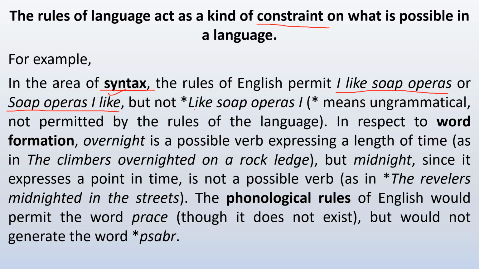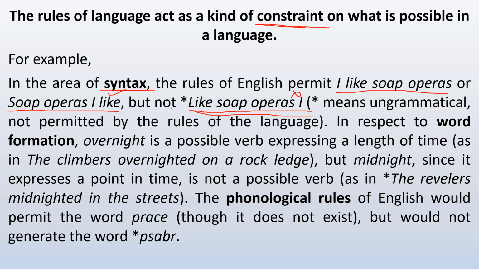They are permitted. But "Like soap operas I" is not permitted. If you happen to produce a sentence like this, definitely it will be observed as ungrammatical, therefore wrong. This kind of expression is never permitted in the syntactic rules of the language, right? So we can't produce sentences as we wish. That is why here we say constraint: the rules of language as a kind of constraint on what is possible.